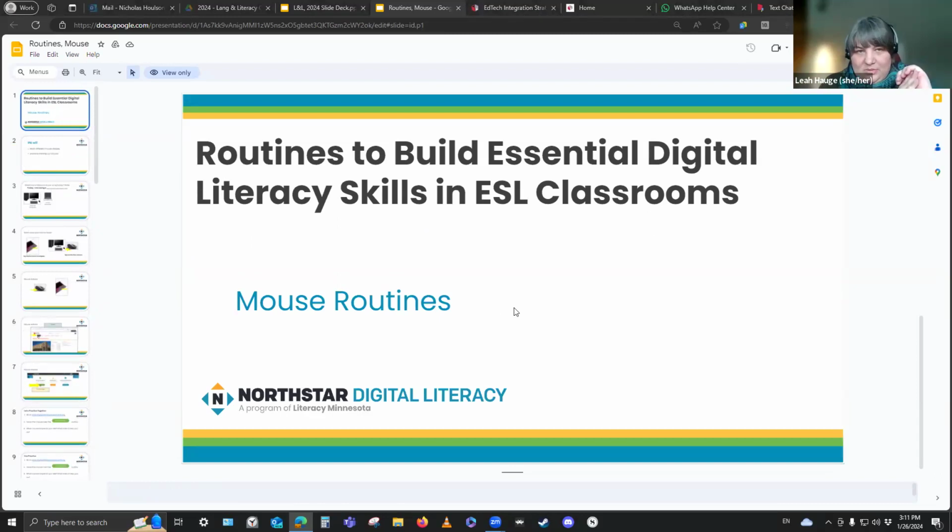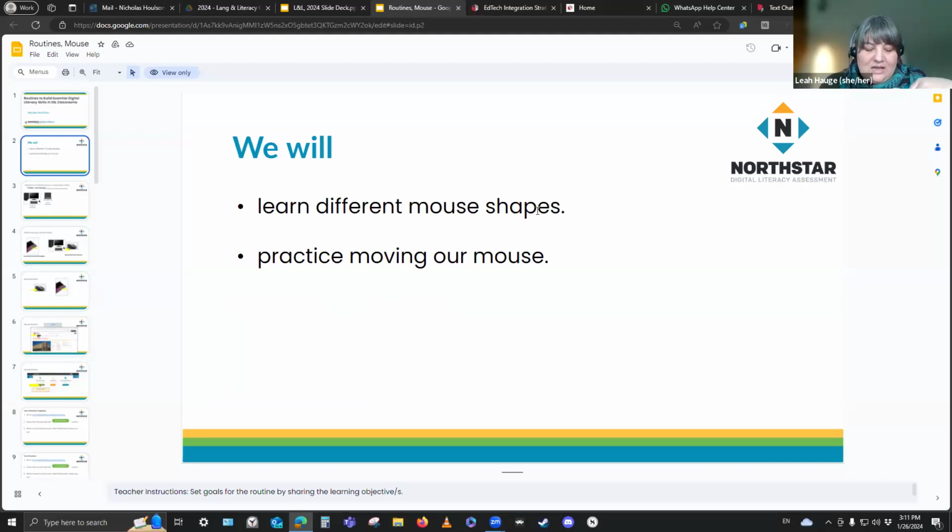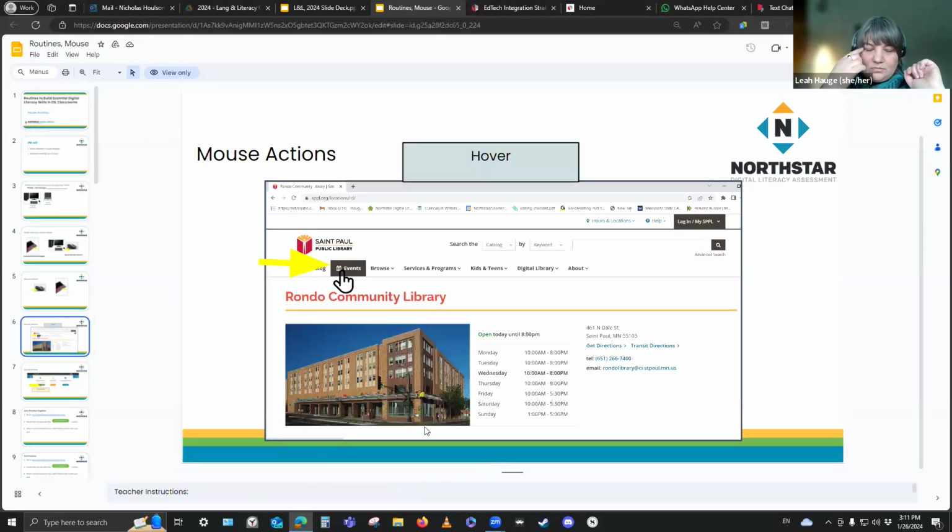And this example that I'm showing you is about mouse routines. So the focus of these slides is on building mouse skills, like identifying mouse shapes and their meaning, mouse actions and movements. And maybe we'll look at slide 6, Nick, if you could. So here is a specific word that you would be working with to teach one of the most foundational skills in using a mouse: hovering.